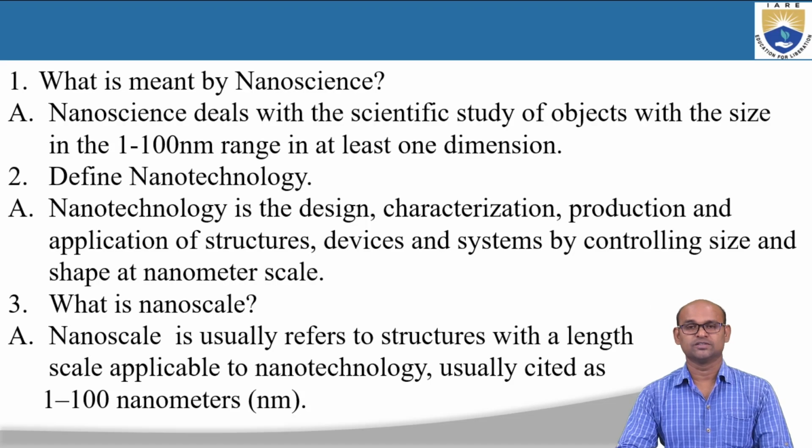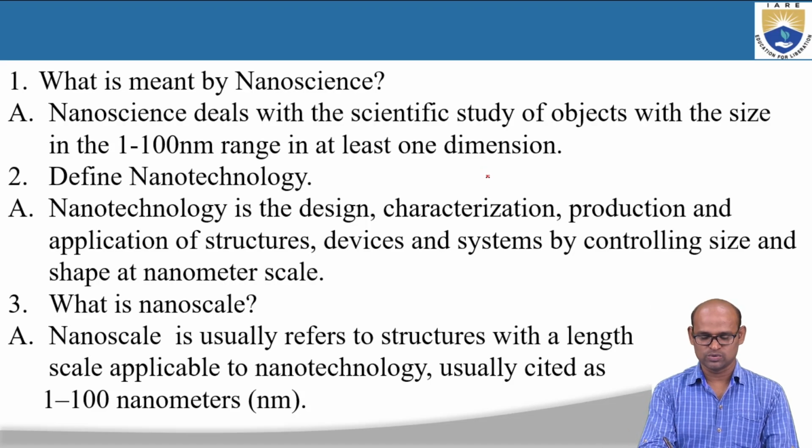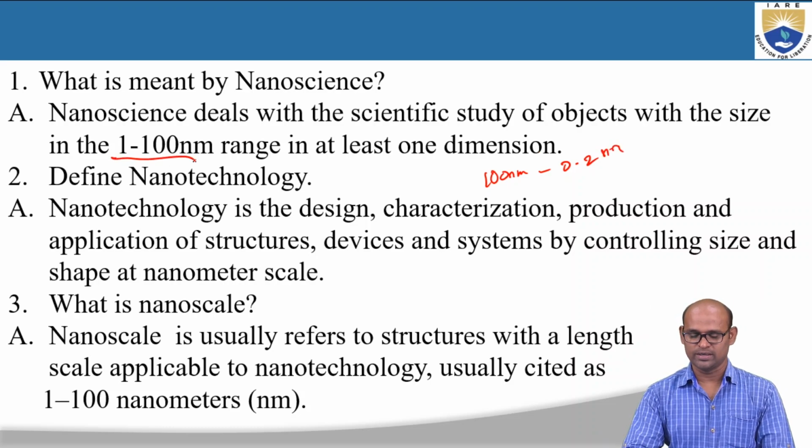Define nanotechnology. Nanotechnology is the design, characterization, production, and application of structures, devices, and systems by controlling size and shape at nanometer scale. Basically, in nanoscale. So, that is around 100 nanometers to 0.2 nanometers. So, we are just roughly defining here as 1 to 100 nanometers.